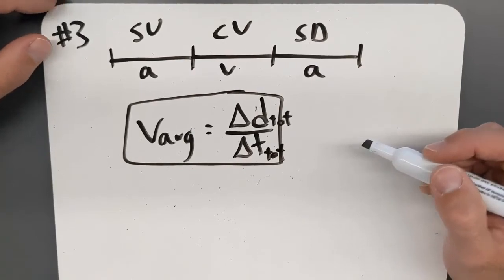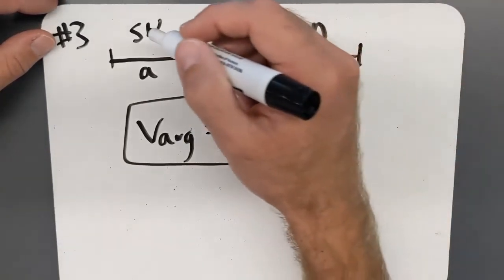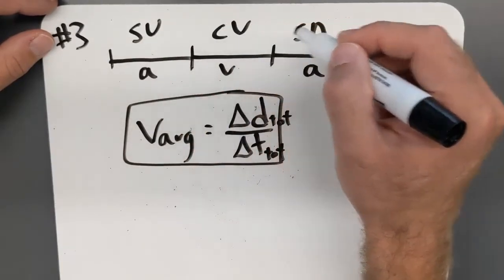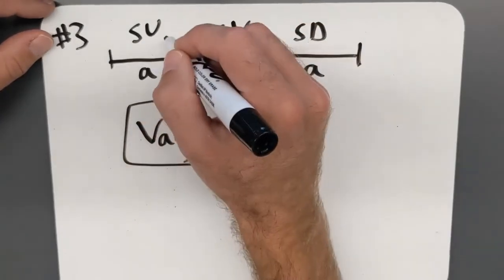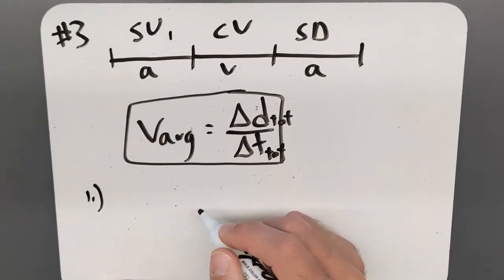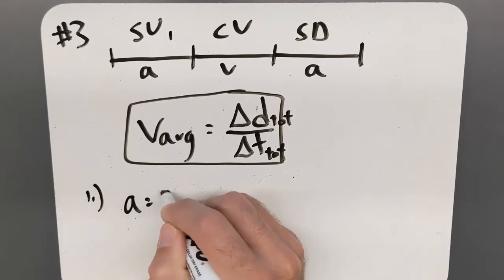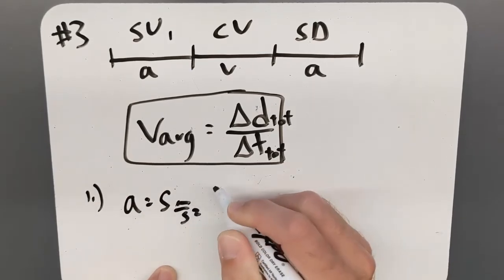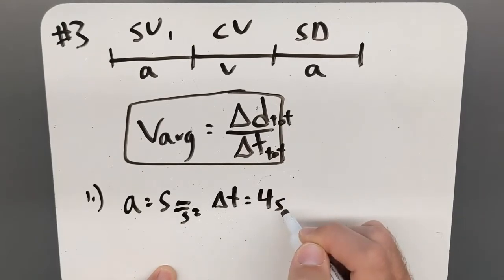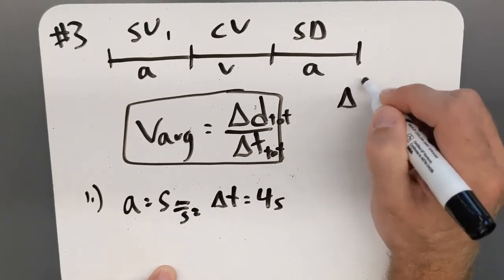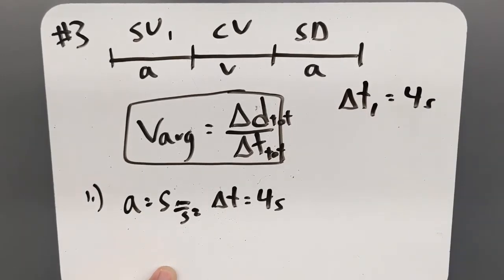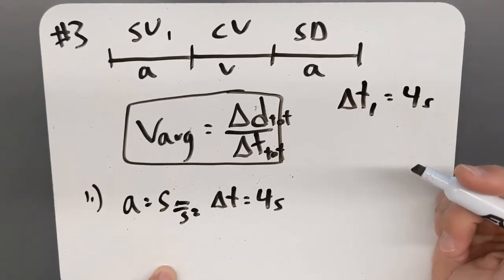All right? So we're going to take that in each step, or each period of motion, our first motion, second motion, and third motion. So let's just do part 1. In part 1, we have an acceleration of 5 meters per second squared. We have a time of 4 seconds. So that's kind of good. We already have delta T1 is 4 seconds. But we don't know the distance that he travels in the first time.